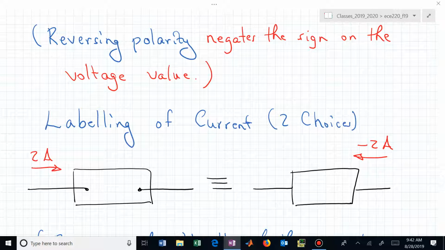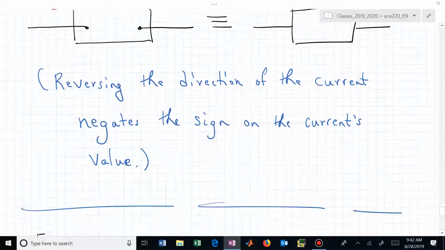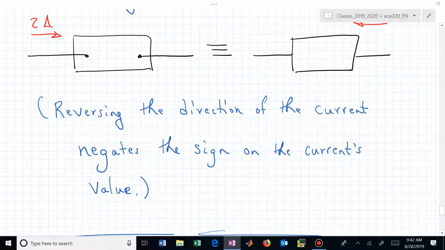If I say my current is going from left to right and it's 2 amps, that means positive charge is going, what, 2 coulombs per second from left to right. So reversing the direction of the current negates the sign on the current's value.